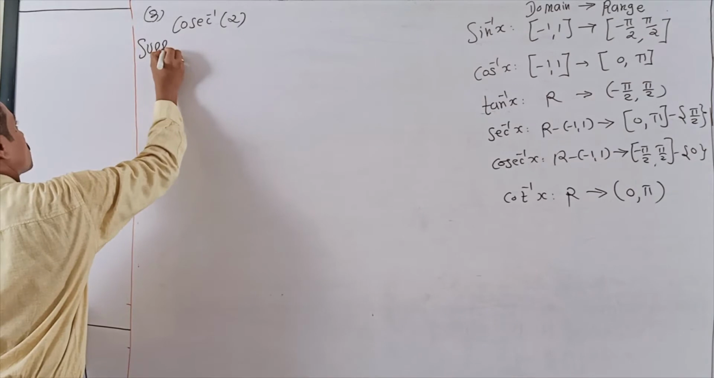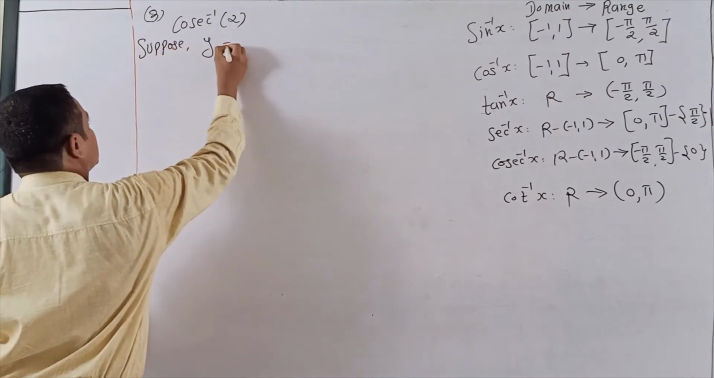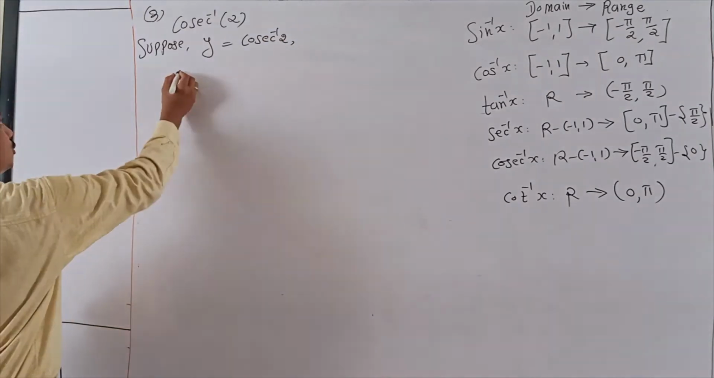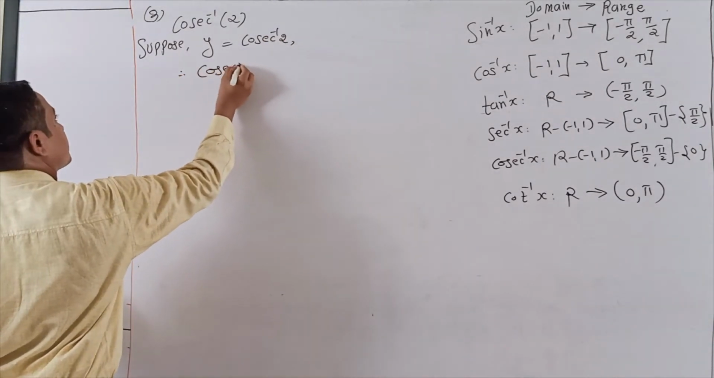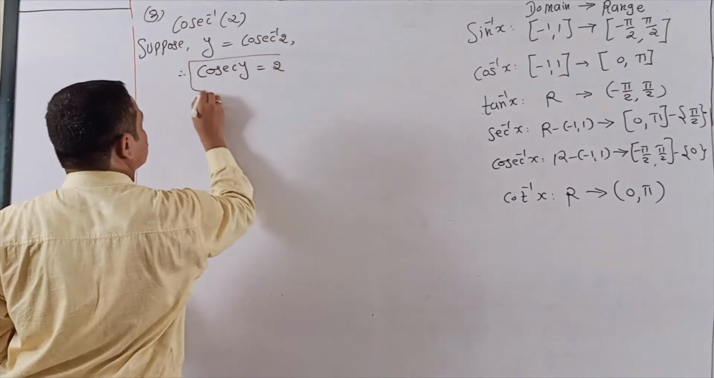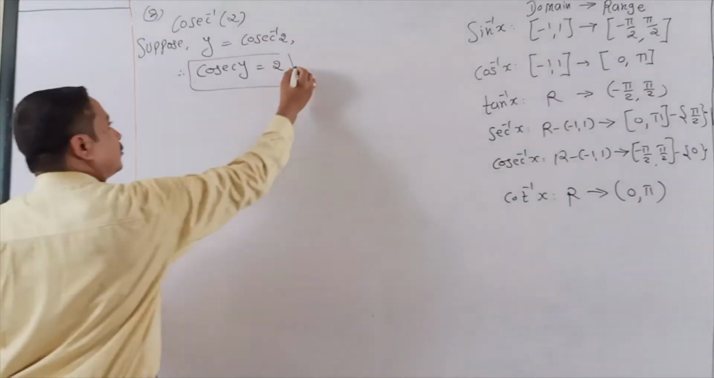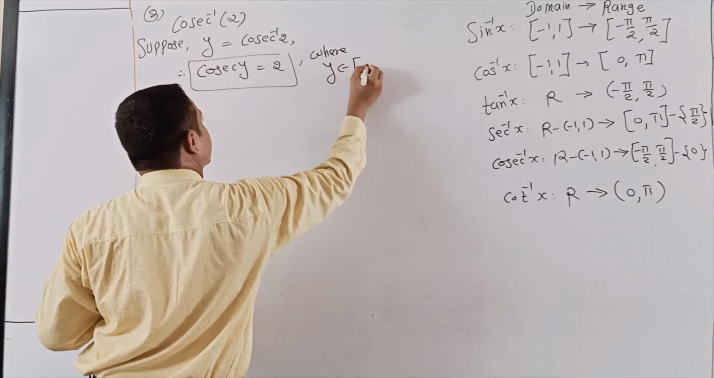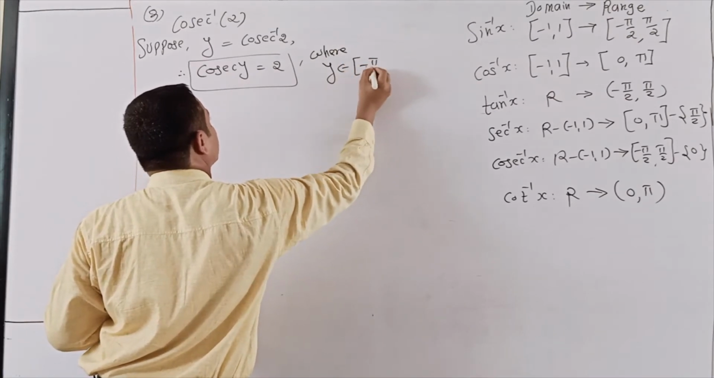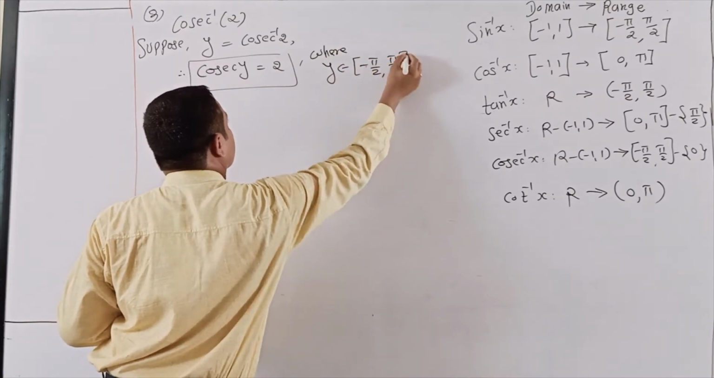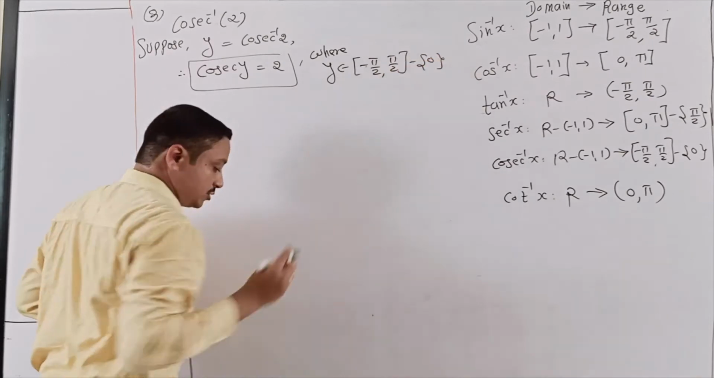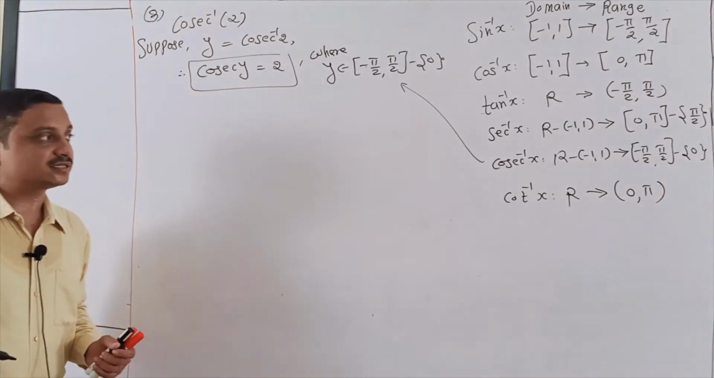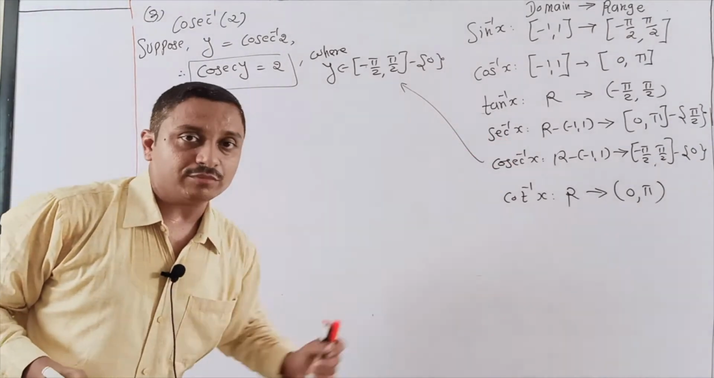Suppose y is equal to cosec inverse 2. So what is cosec y? It is equal to 2. And where it is mentioned that y belongs to your range minus pi by 2 to pi by 2, excluding 0. This is the range I cover here for cosec inverse: minus pi by 2 to pi by 2, minus 0.